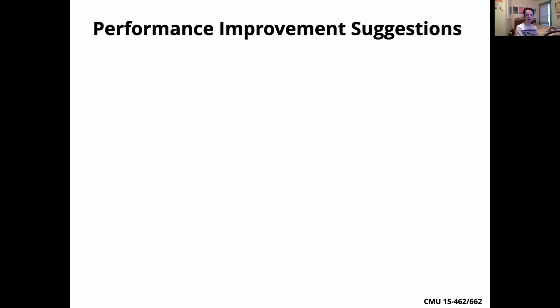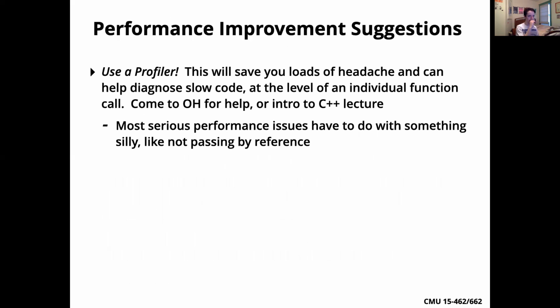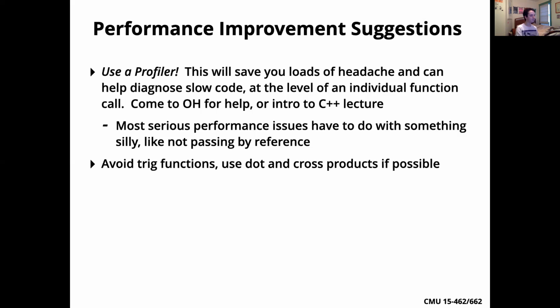Now I want to give some suggestions for improving performance. The biggest one really is to use a profiler. We talked about this in the Intro to C++ lecture, but this is the fastest way to solve performance problems if you realize you have one. Most serious performance issues have to do with something silly, like not passing by reference. And if it's a little more non-trivial, a profiler will really help you pin down what is going wrong. Really an essential tool for any C++ programmer.